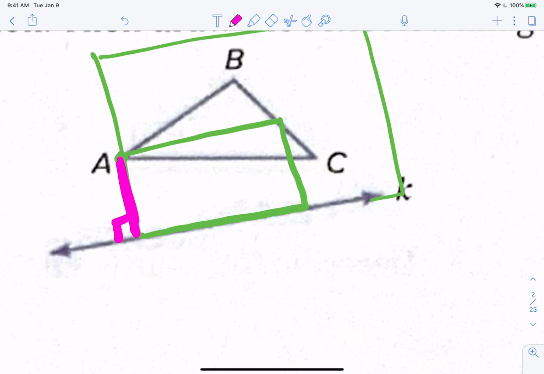Okay. All I want you to do, you gotta find A. Okay. A is that point right there. I'm gonna match the bottom side up with that line, and you're going to connect right here.